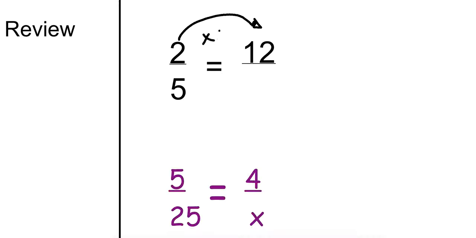Well, we times by 6. 2 times 6 is 12. So whatever we do to the top, we do to the bottom. 5 times 6 is 30. 2 to 5 is the same as 12 is to 30.